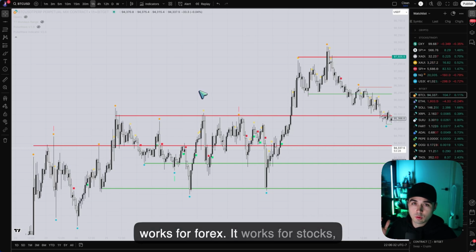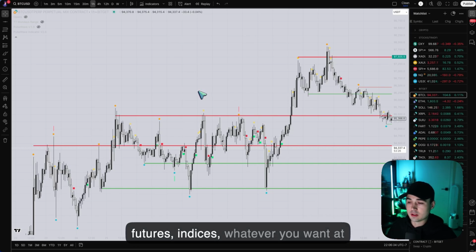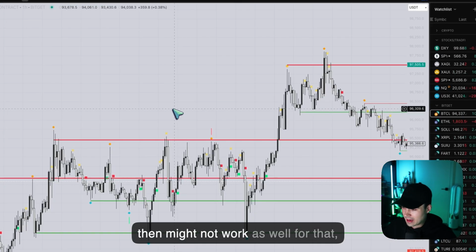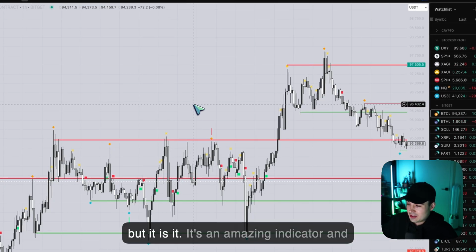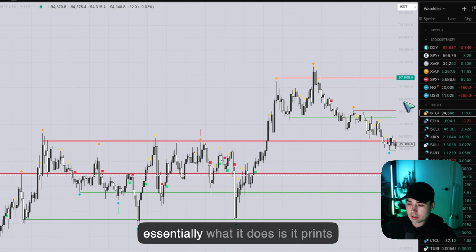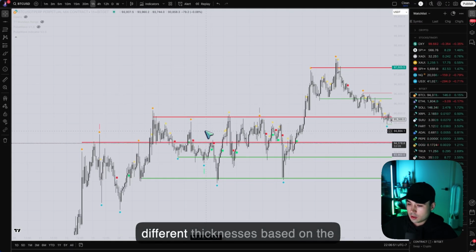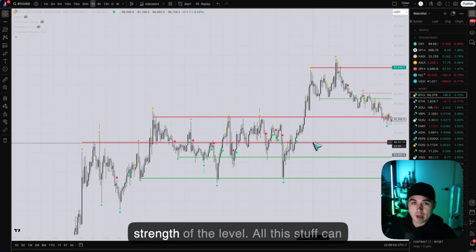It works for forex, stocks, futures, indices, whatever you want. At the end of the day, it will work for it, as long as there's some sort of historical data. If you're trading meme coins, then it might not work as well. But it's an amazing indicator, and essentially what it does is it prints historical levels, and it gives you different thicknesses based on the strength of the level.